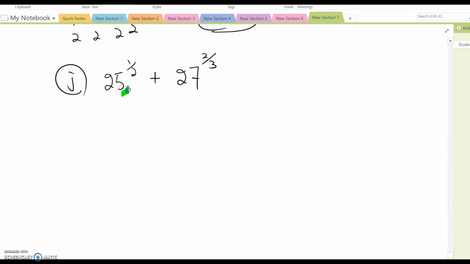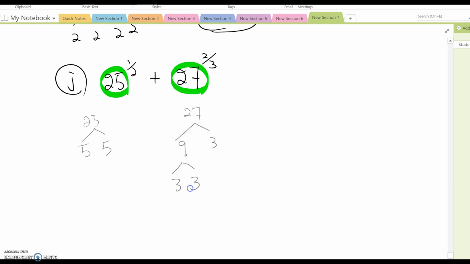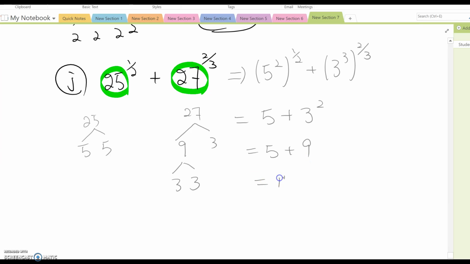So finding those two numbers, prime factorization. So 25 means 5 times 5, 27 means 9 times 3 and 3 times 3 here. So this is going to be 5 squared to the 1 over 2 power plus 3 cubed to the 2/3 power. Therefore this becomes 5 plus 3 squared, which is 5 plus 9 equals 14. Okay?